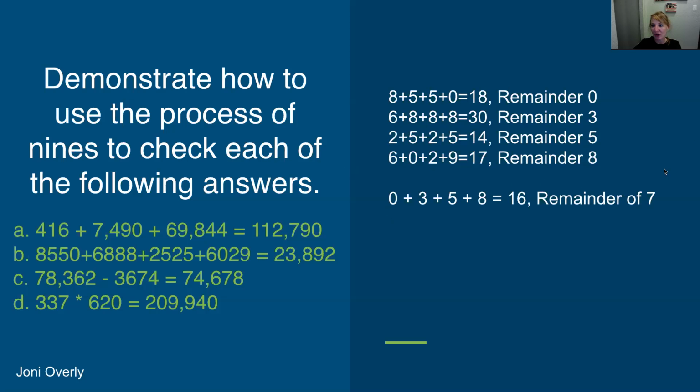So then we are going to add up all of our remainders. And we have our 0 plus 3 plus 5 plus 8 equals 16 with a remainder of 7.